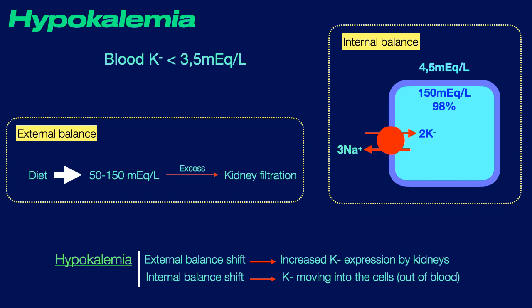So in order for there to be too little potassium in the blood, or hypokalemia, there are two possibilities. The first is an external balance shift, most often caused by an increase in potassium excretion in the kidneys, which lowers the level of potassium in the blood. And the second is an internal balance shift, where potassium moves into the cells from the interstitium and the blood.